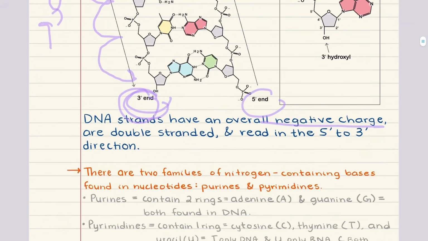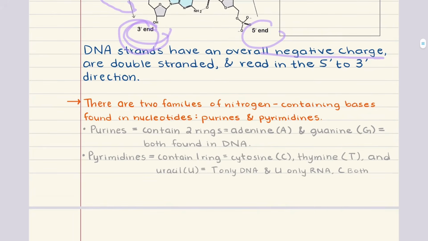Now, let's go ahead and talk about the nitrogenous bases. There are two main families of nitrogenous bases that are found in nucleotides: purines and pyrimidines. Purines are made of two rings that are fused together, a 6-membered ring and a 5-membered ring. The two purines you need to know are adenine and guanine, and they are both found in DNA. On the other hand, we have pyrimidines. These are smaller. They contain just one 6-membered ring. The 3 pyrimidines that you need to know are cytosine, thymine, and uracil.